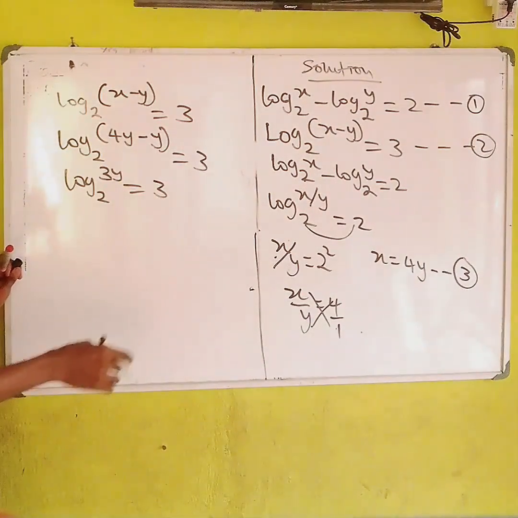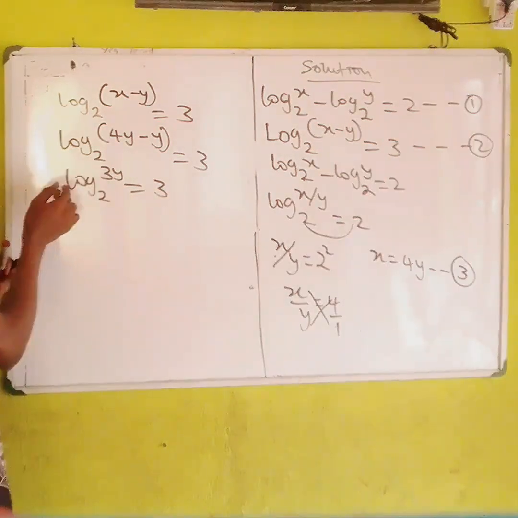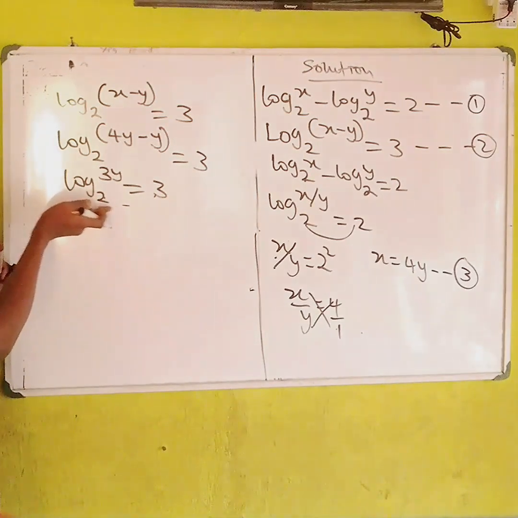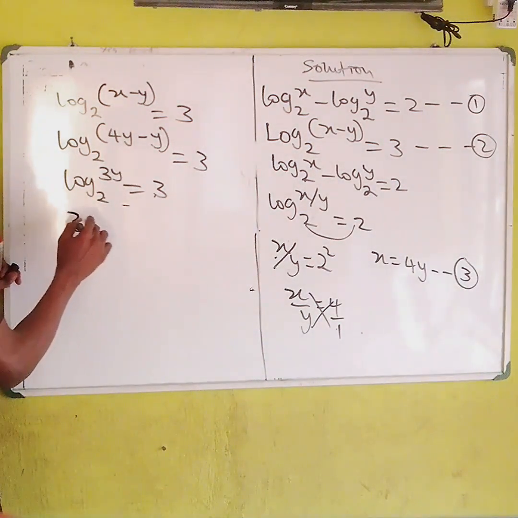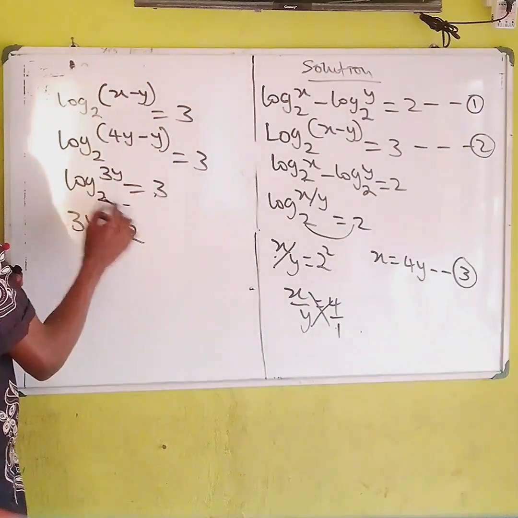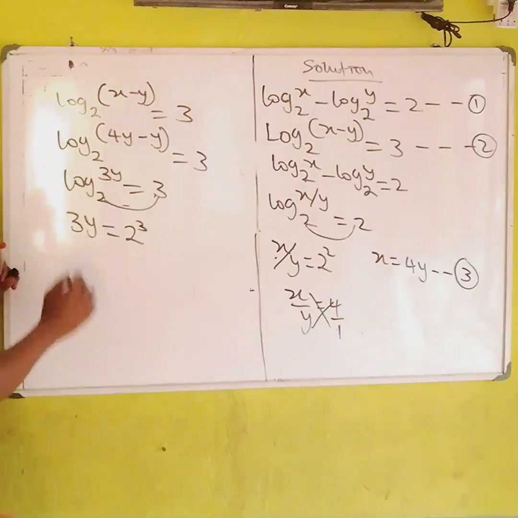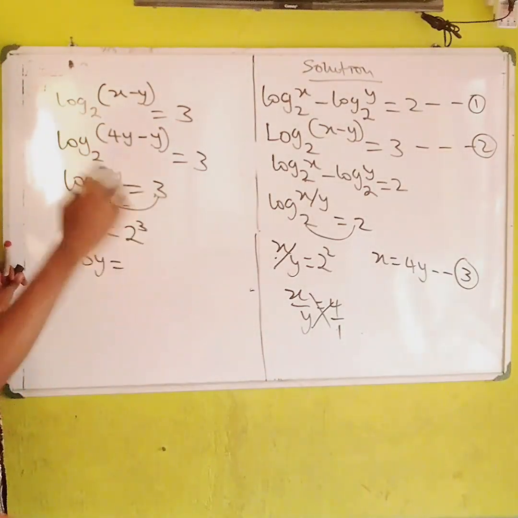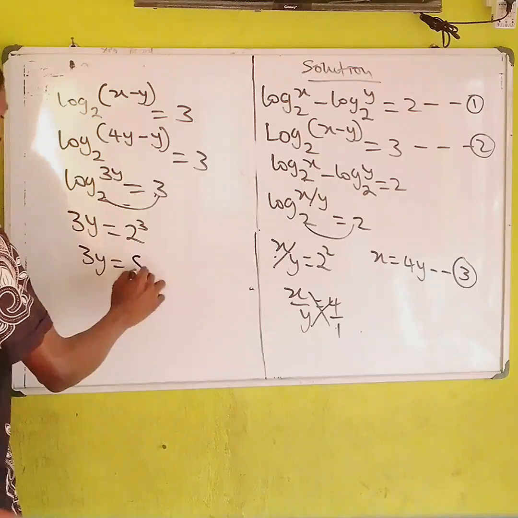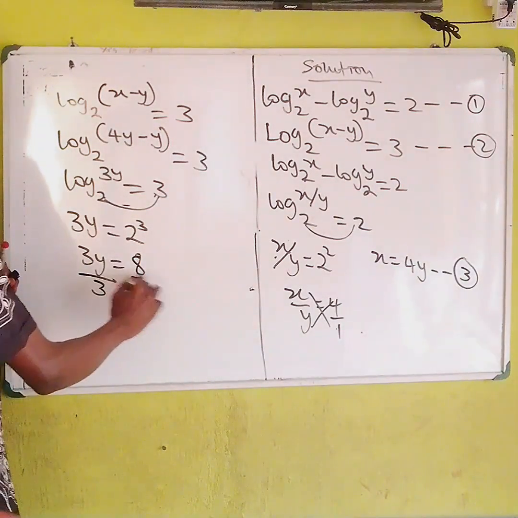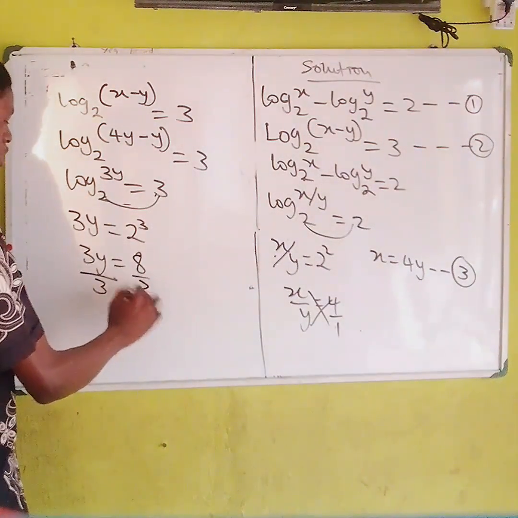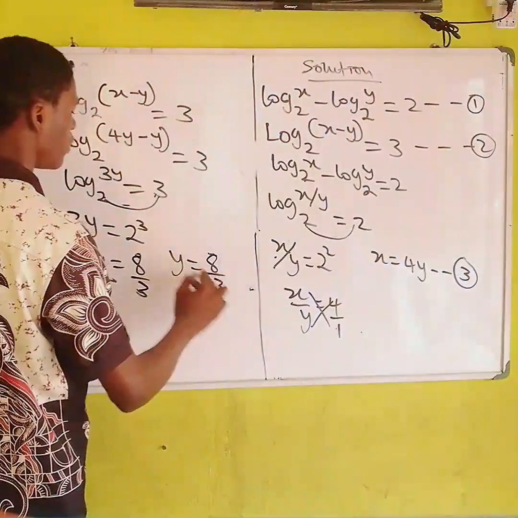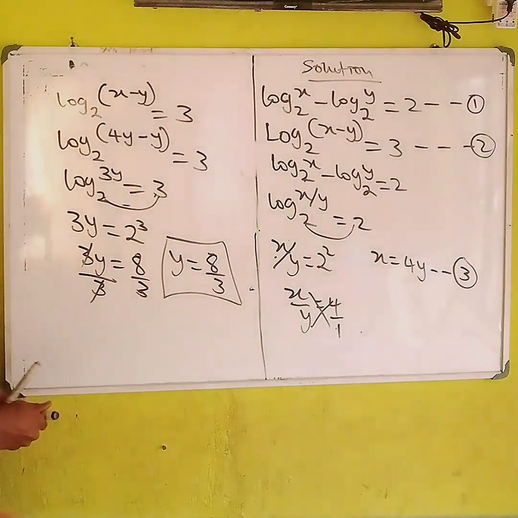Now, according to logarithm, when I want to cancel out the log, the 2 becomes the base and the 3 turns to the power. So I have 3y equals 2 raised to the power of 3. 2 raised to the power of 3 is 2 times 2 times 2, that's 8. Divide both sides by the coefficient 3. Now, 3 cancels 3. Therefore, y is equal to 8 divided by 3.